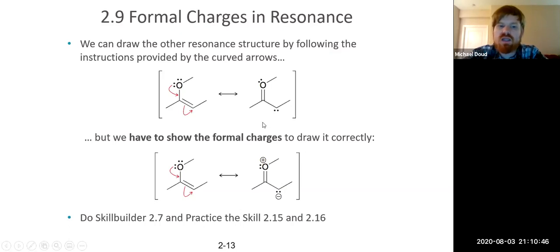So go ahead. Again, in the book, you're following along Skill Builder 2.7. And then there's also a little section called Practice the Skill 2.15 and 2.16, just following the resonance structures that they give you. You also have this sample exercise packet that, again, I'll do later on.